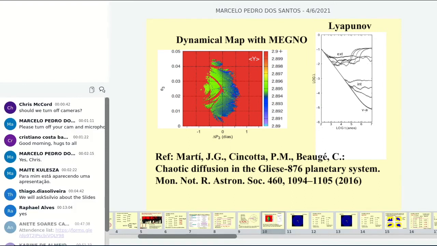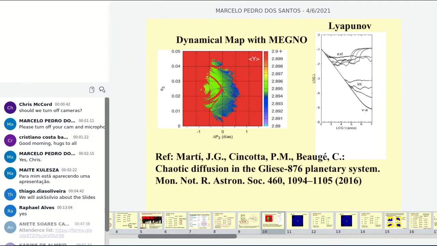Then, if you go in the red region, but not in the plain red, but in the small rivers of red inside the blue, inside the green, we still have chaos. But the Lyapunov times in this case are already 10 to 5 years. So we still have chaos, but much more or less than in the plain red region.